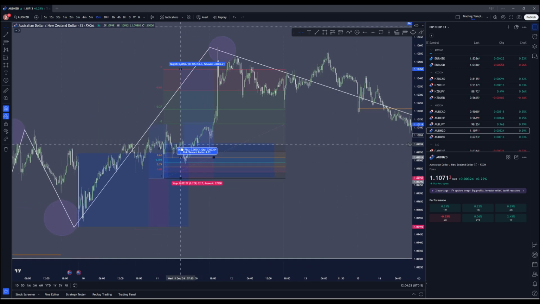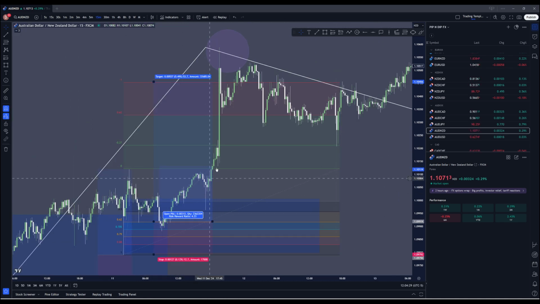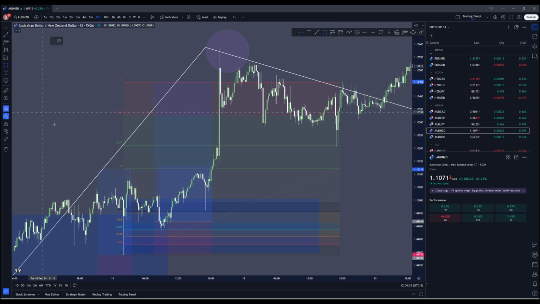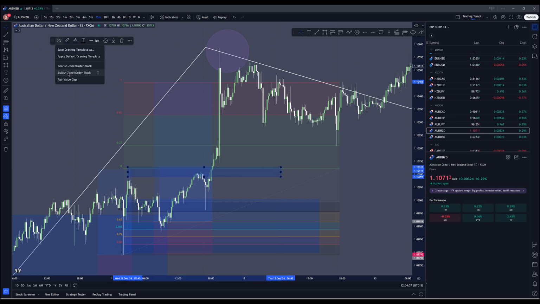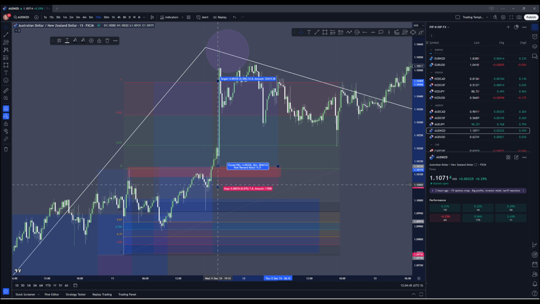Now our next area of interest, as we can see, we broke here, and now we're having kind of this retap of this supported area. Let's put this red, just showing that there's different entries within this range. Stop loss will be here, max take profit.